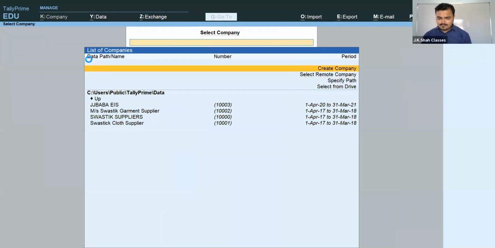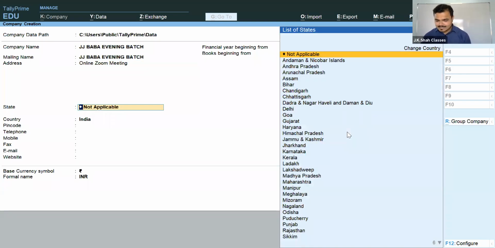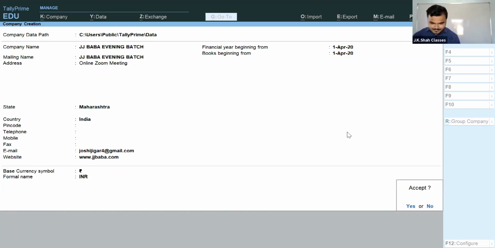Come on, let's create a new company. JJ Baba, evening batch. Address: online, Zoom meeting. State: Maharashtra. Email ID. Website, you can put anything. Books of accounts begin from 1st April. Currency symbol. Accept the company.